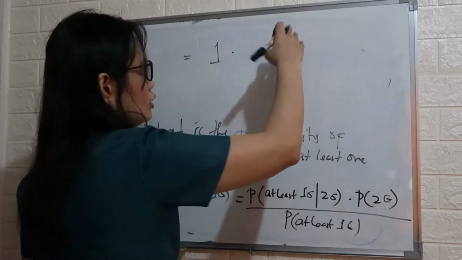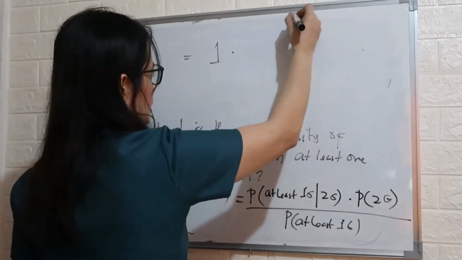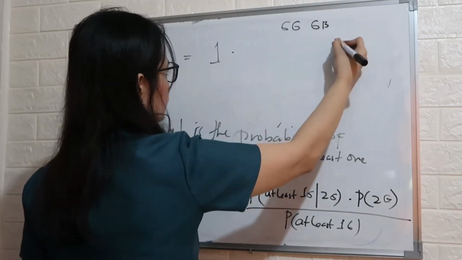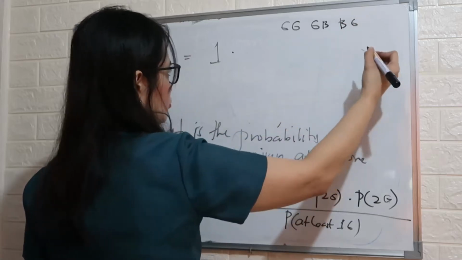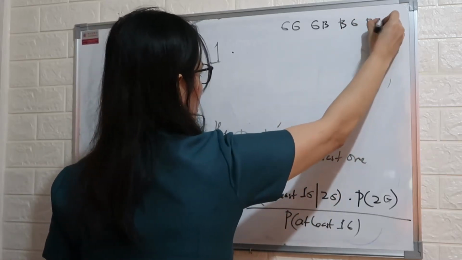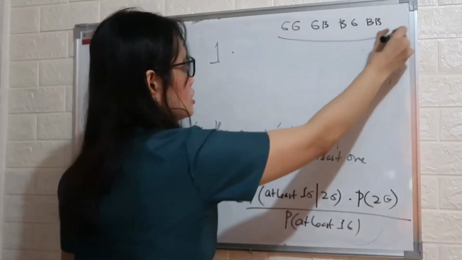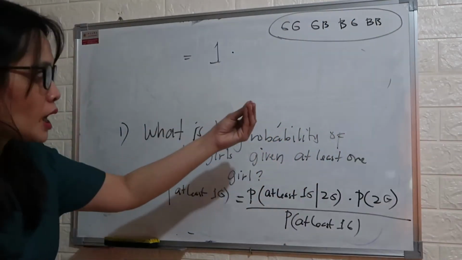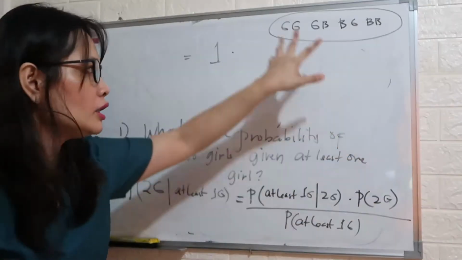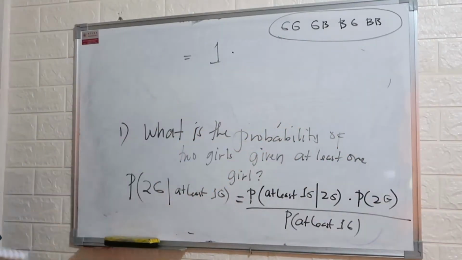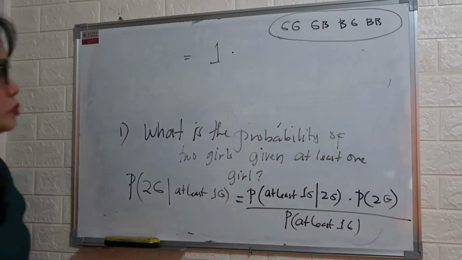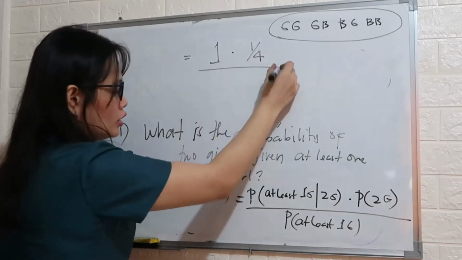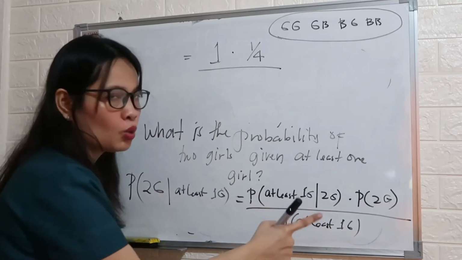Using the tree diagram, let's say the first child is a girl and the second is a girl; the first is a girl and then a boy; it can be boy, girl; or both boys. So these are the outcomes. What is the probability of getting two girls in these possible outcomes? It says two girls, so that will be 1 out of 4, over the probability of getting at least one girl.